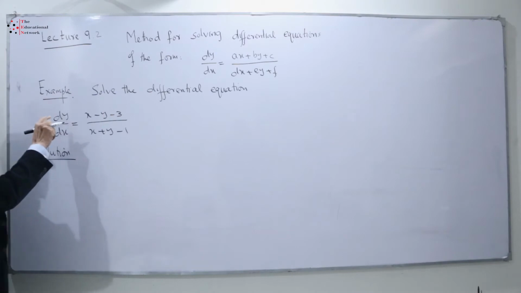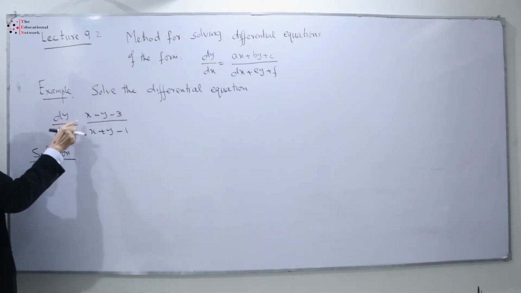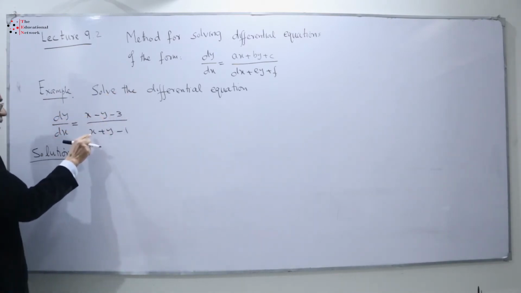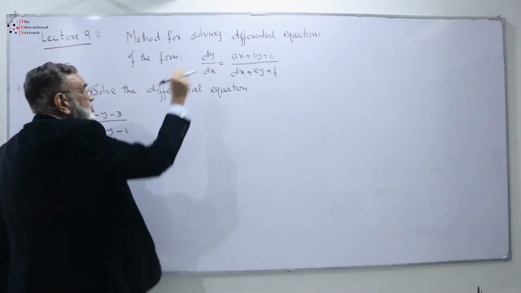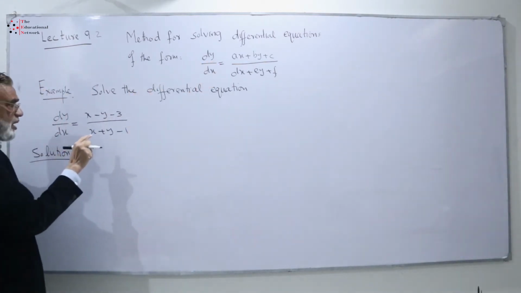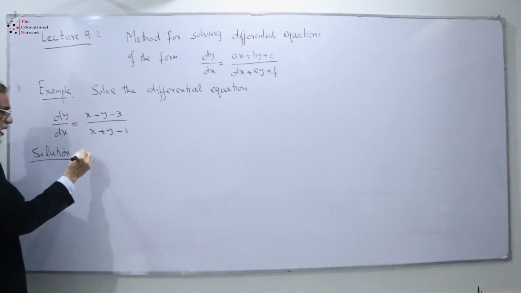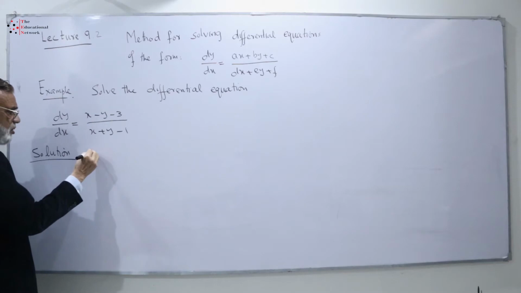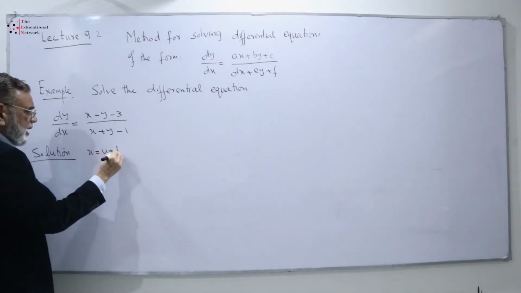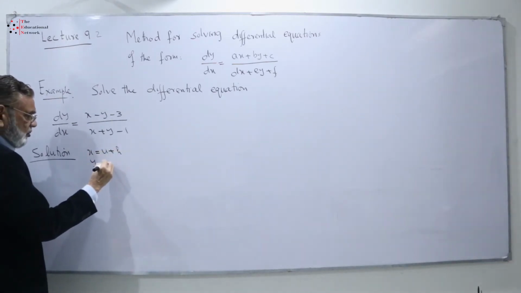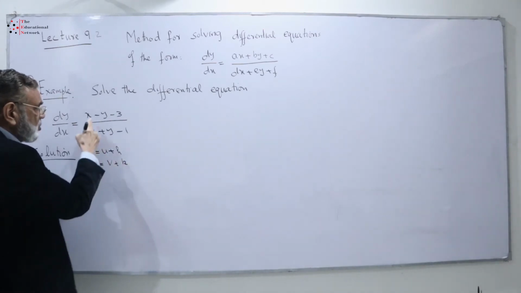I take this example. We want to solve the differential equation dy/dx = (x - y - 3)/(x + y - 1). This is of the same type for which I have just mentioned the method. Here I want to make the 3 and the 1 zero. We take x = u + h and y = v + k, and we substitute here.